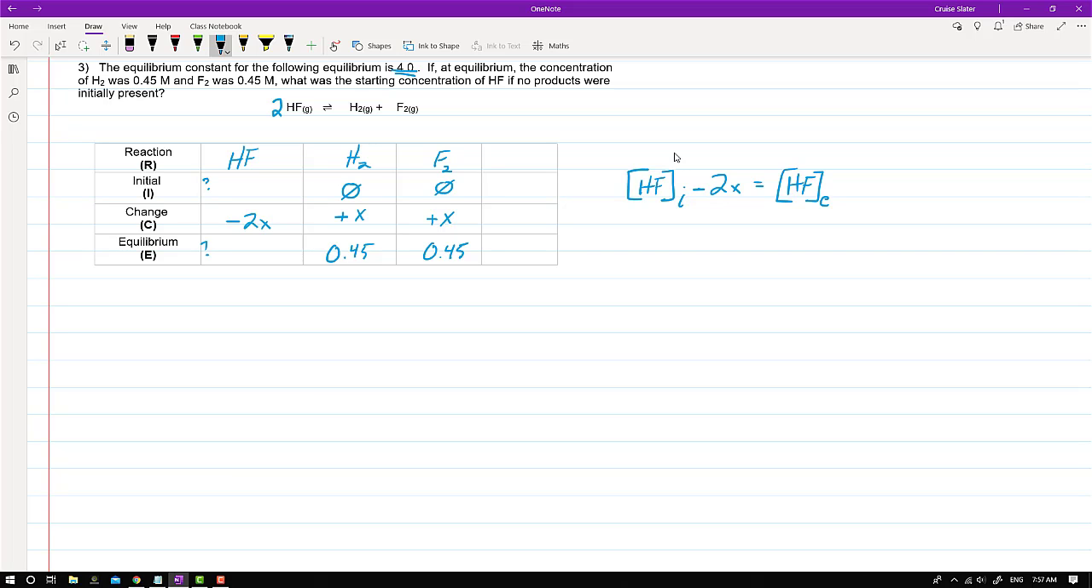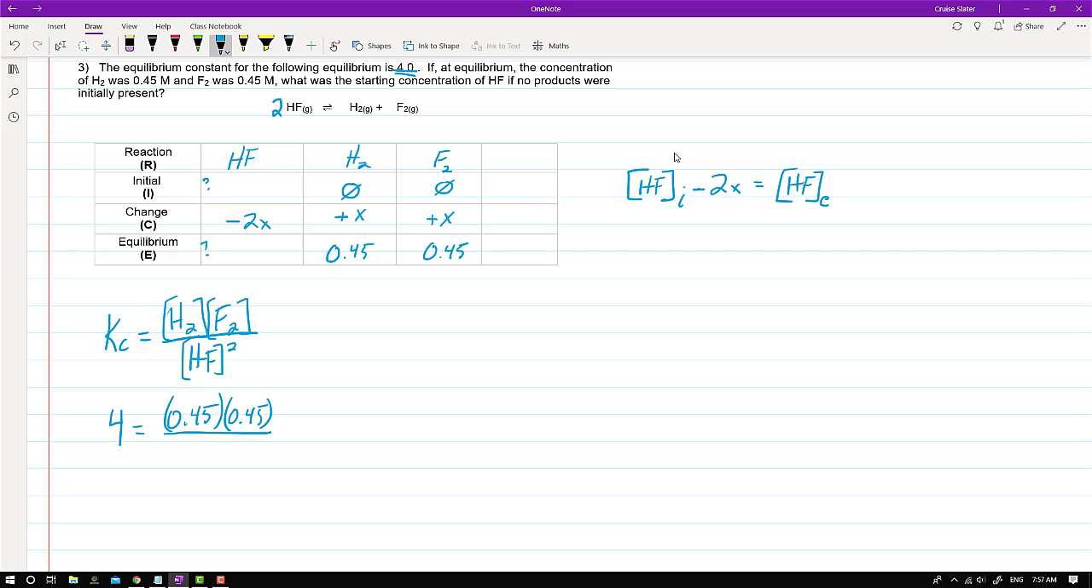So if we solve for HF at equilibrium, we can work this out algebraically and work backwards to get the initial concentration. So let's go ahead and write our Kc expression. Kc is going to equal H2 and F2 divided by HF raised to the power of 2. Remember that 2 is coming from our coefficient in the equation. We can go ahead and fill in our values. Well, Kc equals 4. We know that the numerator is going to be 4.5 and 0.45.